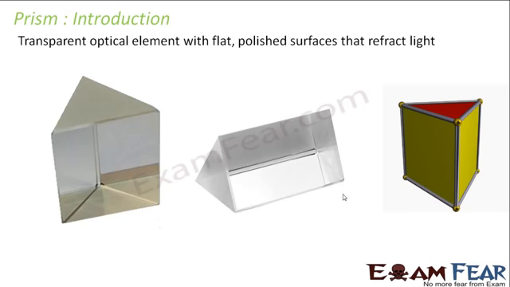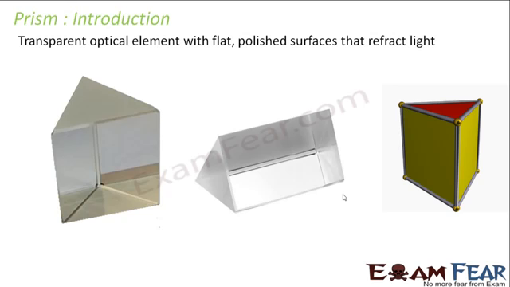A prism is a transparent optical element with flat polished surfaces that refract light. You would have seen these prisms in your school laboratories. It is made up of glass, but the structure looks somewhat like this. It has two triangular surfaces and three somewhat rectangular surfaces, and all of them are transparent, and each of these surfaces is capable of refracting light.